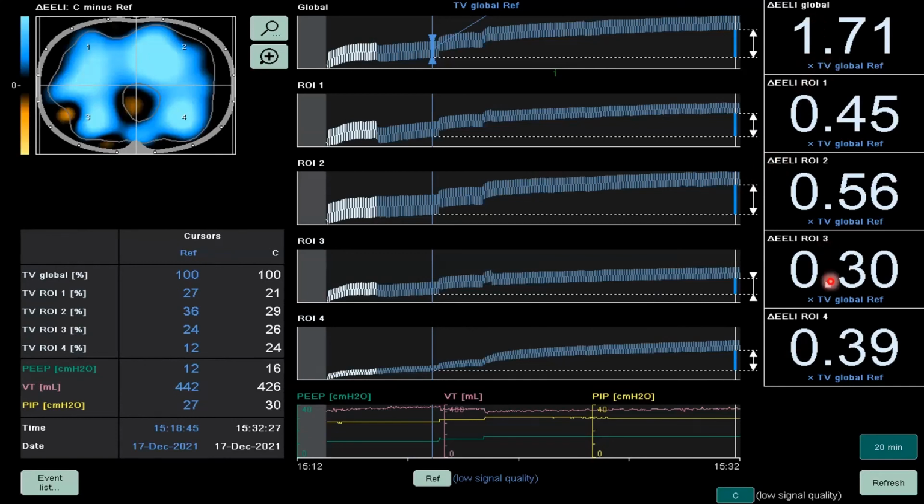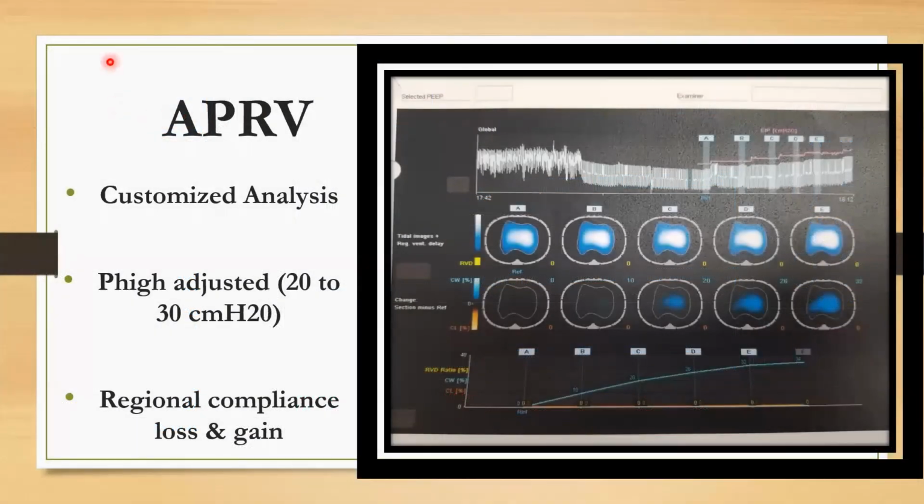We could multiply all of these by the reference tidal volume to get the actual milliliters of volume for the end expiratory lung volume. Same thing. This is color coded, all gains here. That's why it's blue. So with APRV, we use the customized analysis, and we use different P high settings. For this example, 20 to 30.